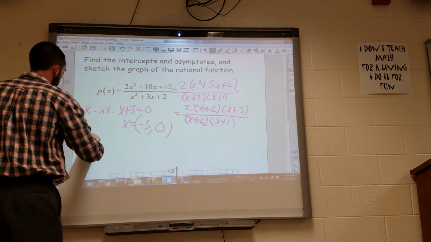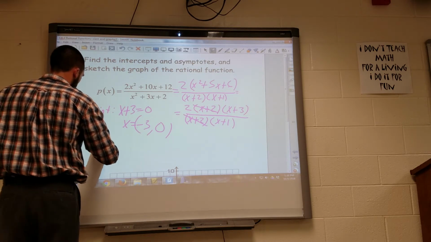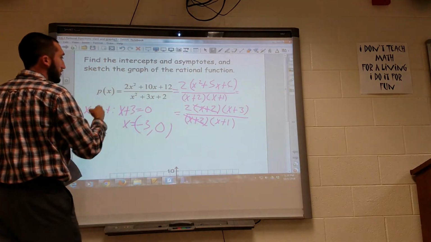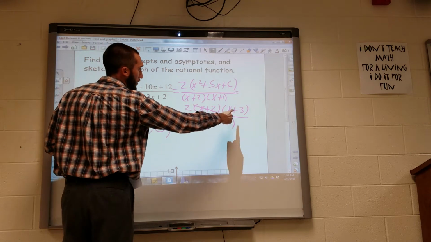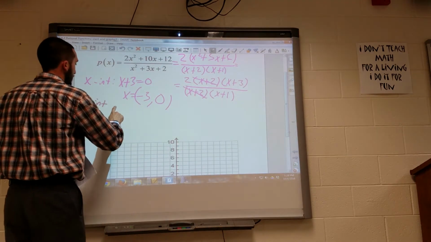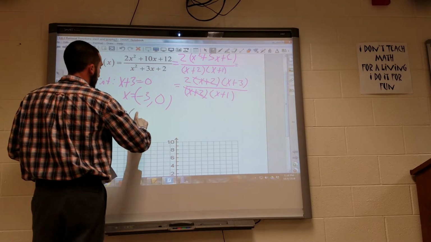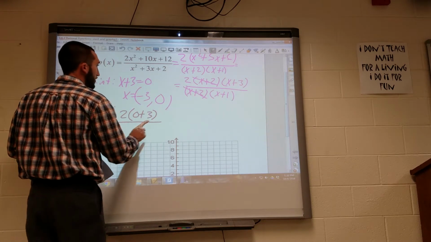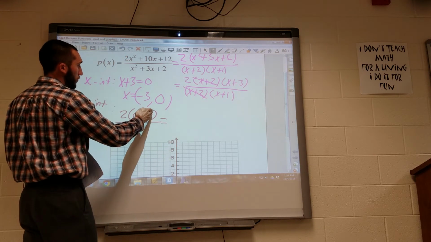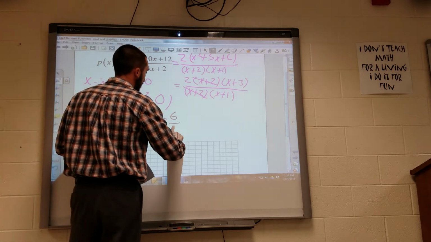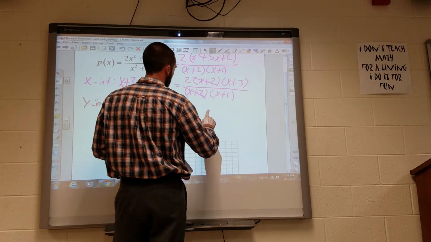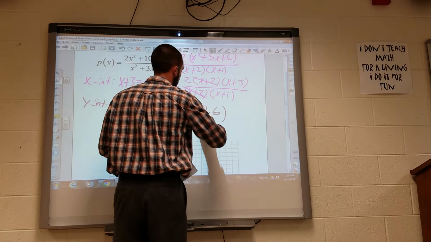Next, I'm going to do my y-intercept. And remember, my y-intercept is found when I just plug a 0 into the function. I'm going to plug it in right here since I already canceled those factors. So that gives me 2 times (0 plus 3) divided by (0 plus 1). Well, 0 plus 3 is 3, times 2 is 6, over 1. So that gives me 6, meaning my y-intercept is the point (0, 6).